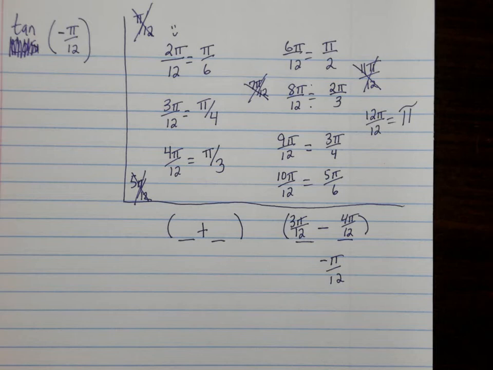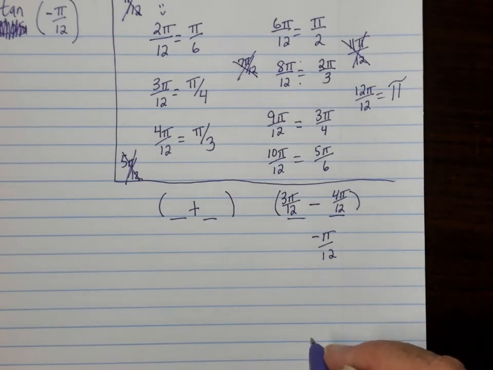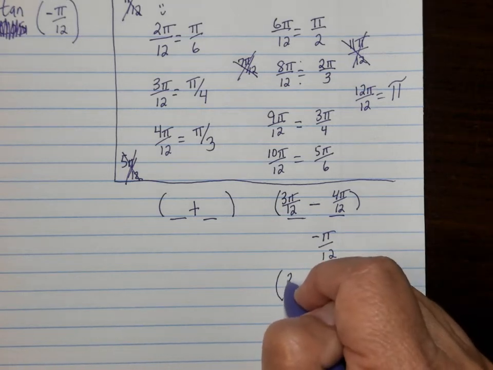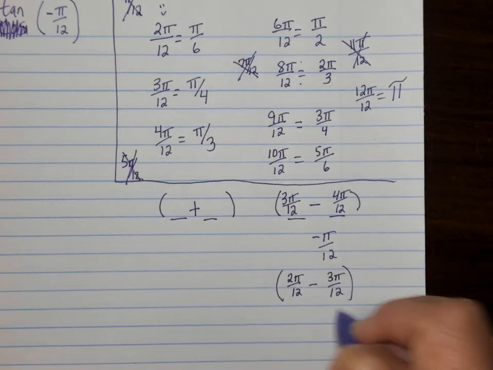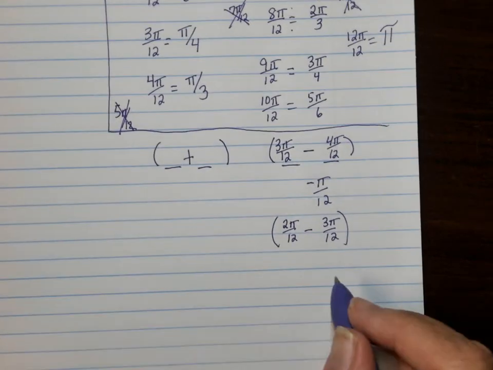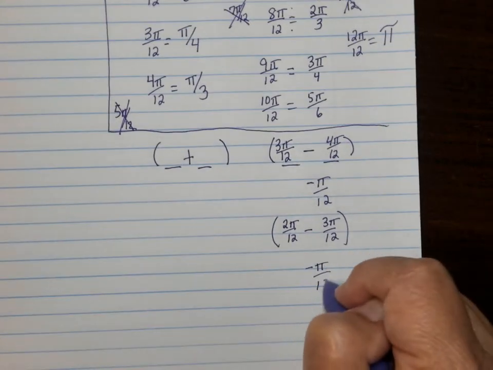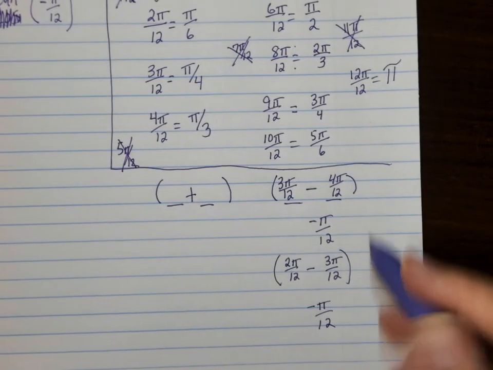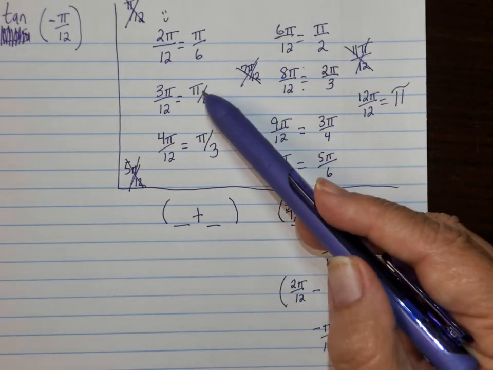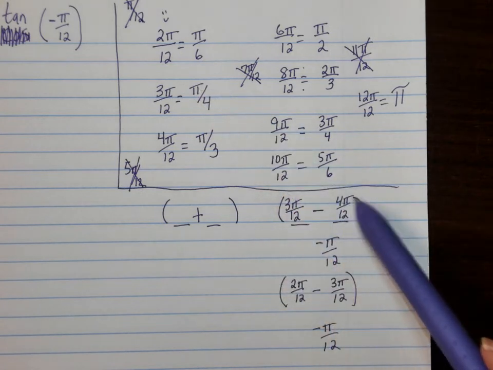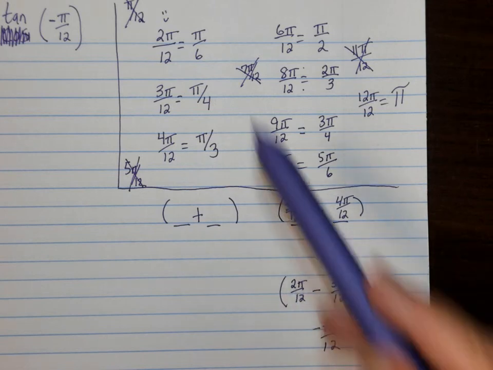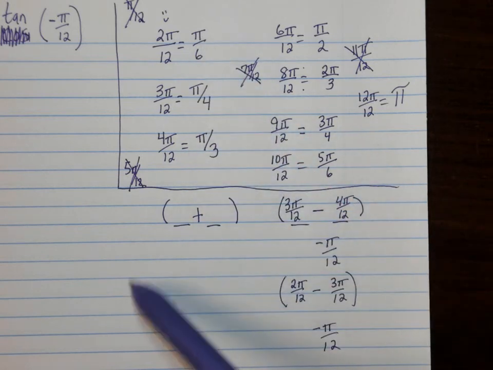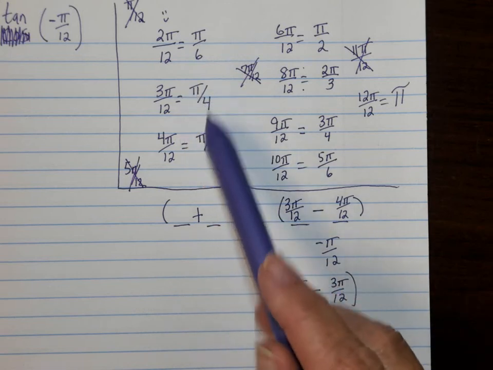Alright, what if I did, because I think this is what somebody in there means. If I did 2 pi over 12 minus 3 pi over 12, it's got to be over 12, would that be negative pi over 12? Yes. So 3 pi over 12 is going to be pi over 4. 4 pi over 12 is going to be pi over 3. 2 pi over 12 is going to be pi over 6. 3 pi over 12 is going to be pi over 4.